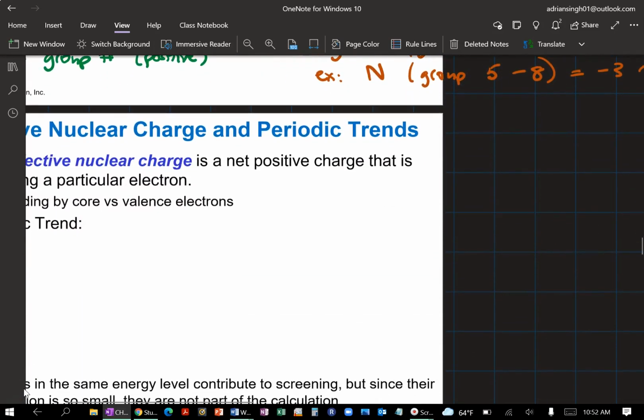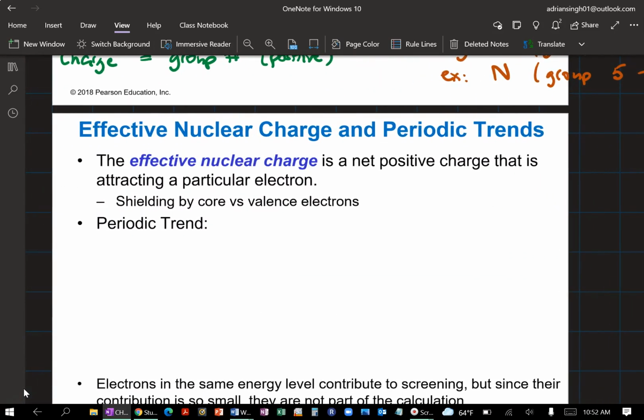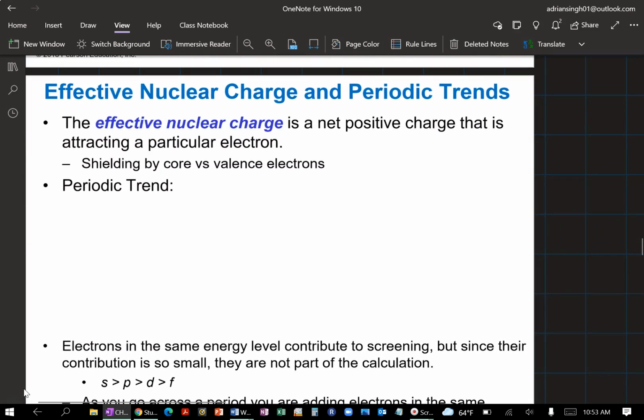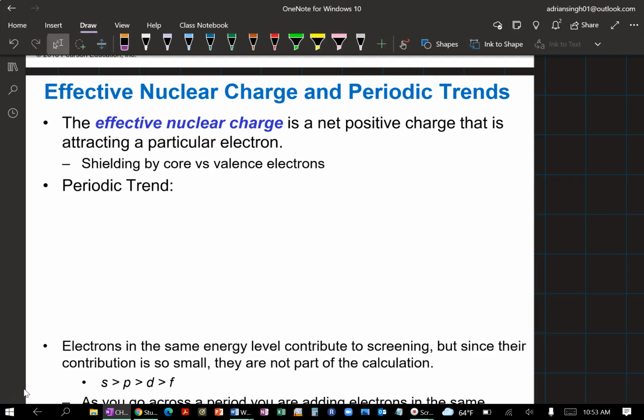Okay, so now we're going to take a look at how one property in the periodic table, which is the effective nuclear charge, influences some of the periodic trends that we're going to see. The effective nuclear charge we discussed before, we often abbreviate as Z_eff. That is the net positive charge that is attracting a particular electron. And that's going to be influenced by shielding, as we talked about before, by the core electrons versus whatever valence electrons are in that atom.